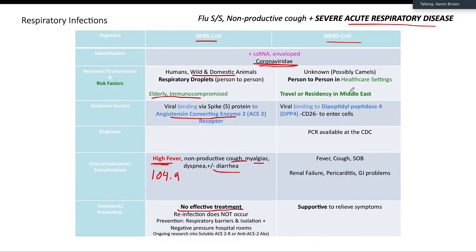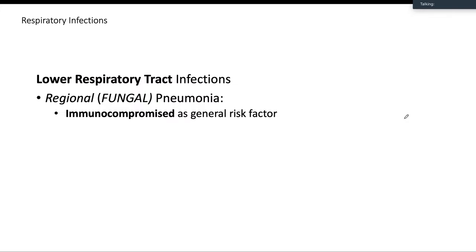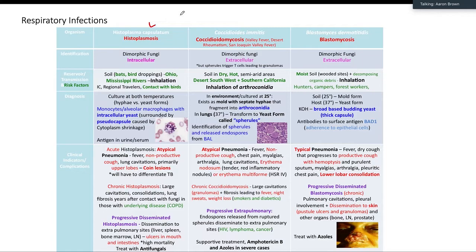Our MERS virus causes a hemorrhagic respiratory disease, very, very bad. We're looking for a history of travel to the Middle East, okay? Great. So fungal pneumonia, these are our immune-compromised patients. Three types we have to talk about: histoplasmosis, coccidiomycosis, blastomycosis.